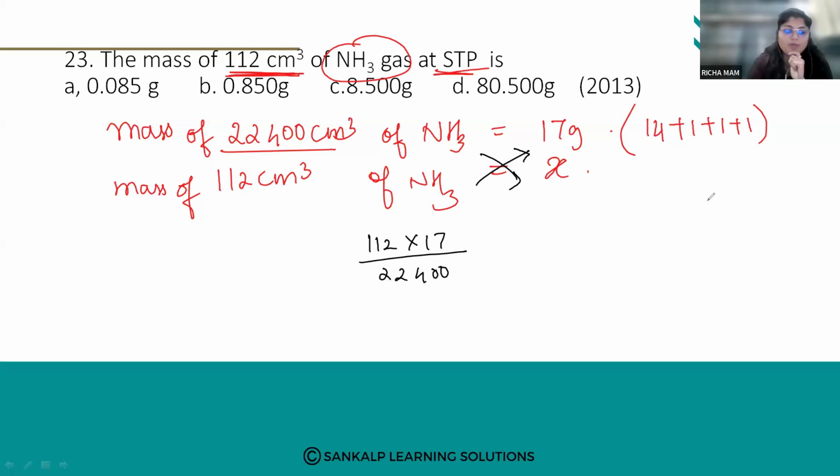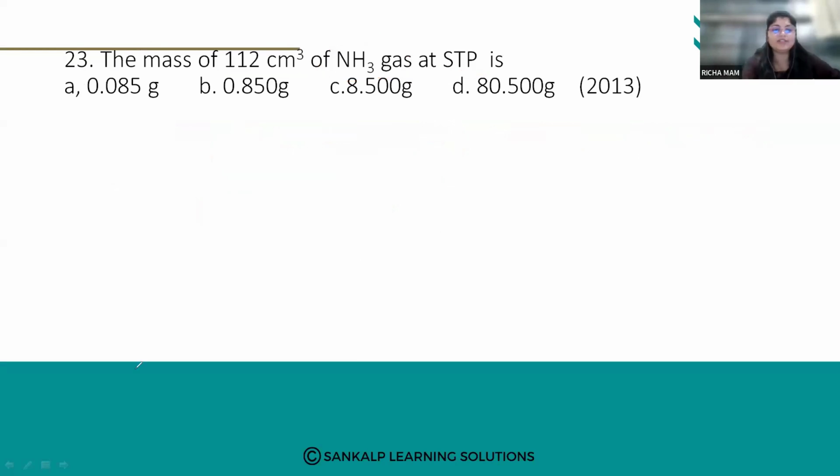0.085. Yes, very good. So it is our option number A. Remember that whenever standard temperature pressure is given, we calculate with respect to 22,400. STP means standard conditions. So the mass of 22,400 cm cube of NH3 is 17 grams, and we have to calculate the mass for 112 cm cube. It is a simple question, you just take the standard ratio and cross multiply. Let us go for the next one.